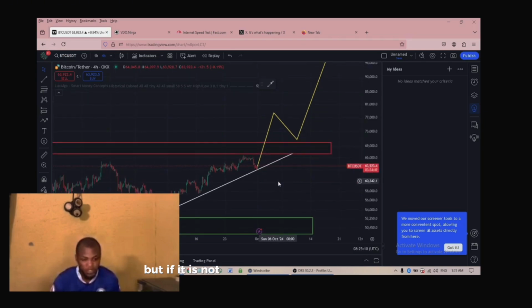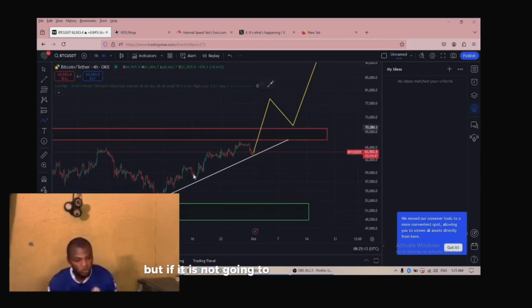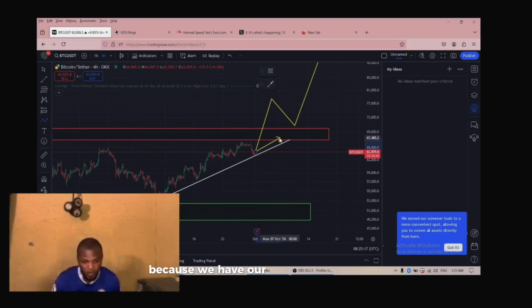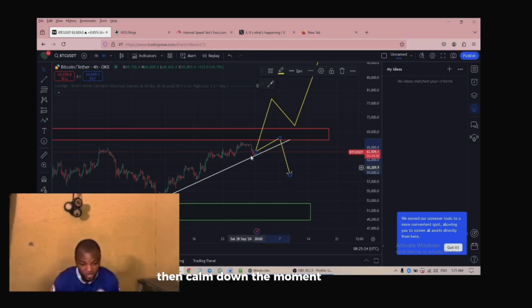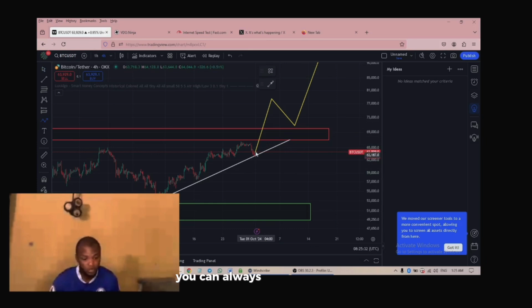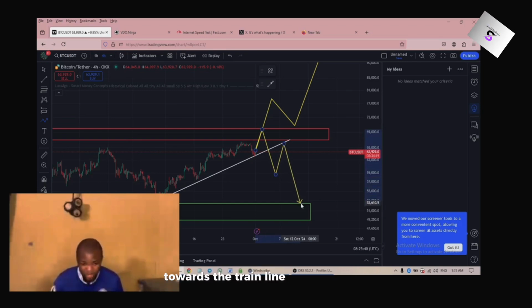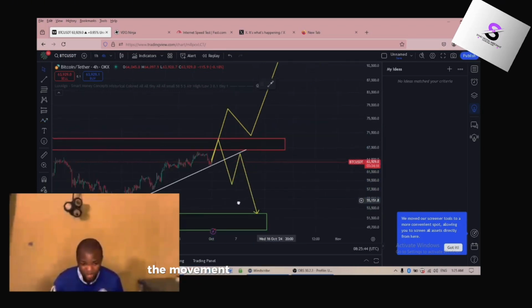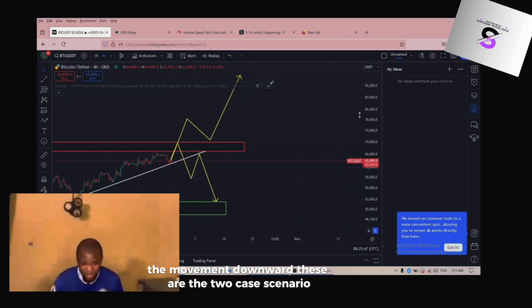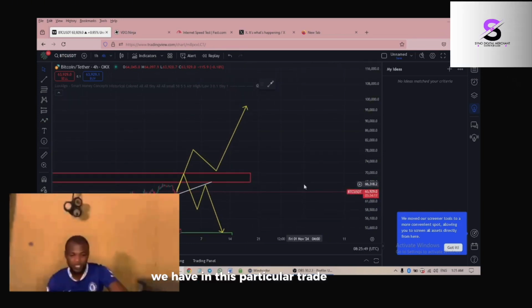But if it is not going to follow that pattern, because we have our resistance here, we can expect it to just touch the resistance, then come down. The moment you find out that we have broken trend, you can always expect it to even come down to touch the trend line, then the movement downward. These are the two case scenarios we have in this particular trade now.